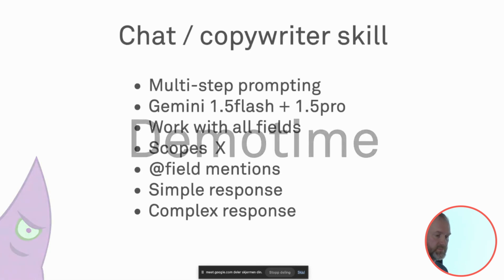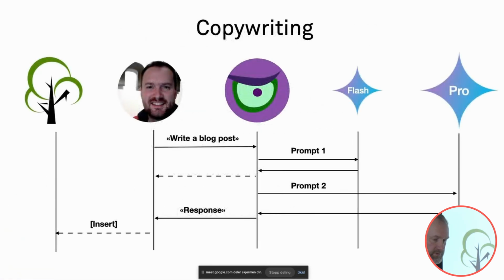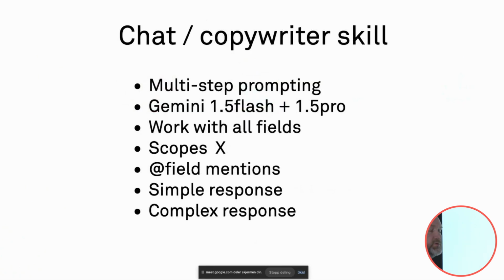So for the copywriter, we use something called multi-step prompting because it's complex, basically. And that's a technique that helps you get the best answers. So we're doing multiple iterations when we communicate, and we're using 2 different models even to do it. And as you've seen, we can work across different fields. There's the scope stuff, and basically it's handling 2 different responses. It's what we call simple and complex. Simple is just, okay, what day is it, right? And you get some text back. Complex is when there are field values returned.